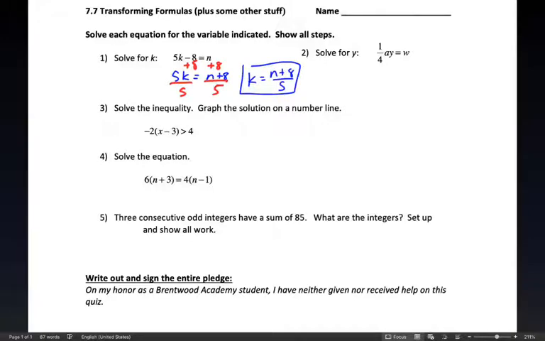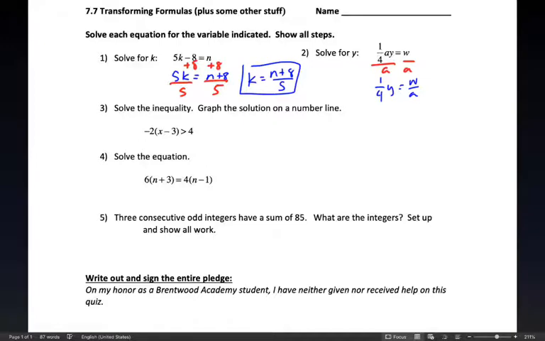Now we divide by 5, and what it should look like is n plus 8 on the numerator divided by 5 is how that simplifies. Over here on the second one, to get y by itself, I got 1/4 times a times y. The order cannot matter here, but I'm going to divide by a first. So what we end up with here is 1/4 y equals w divided by a.